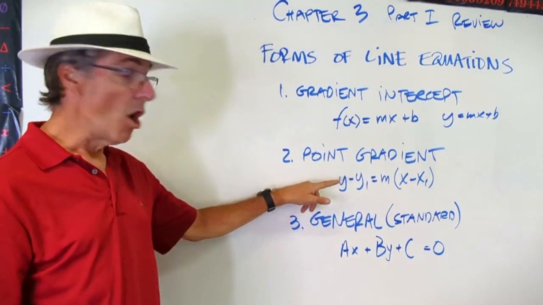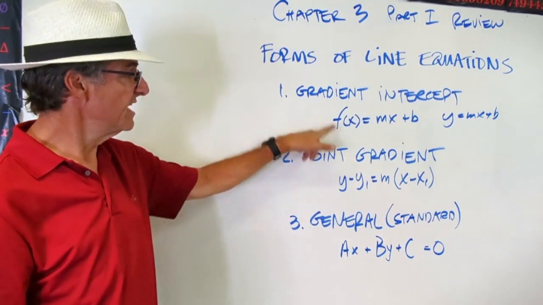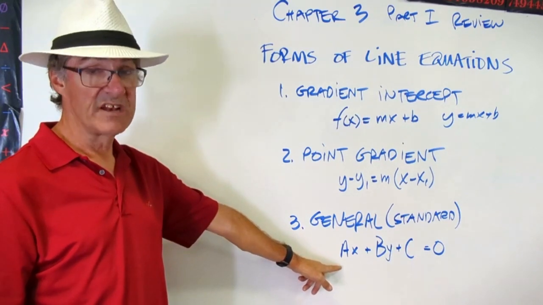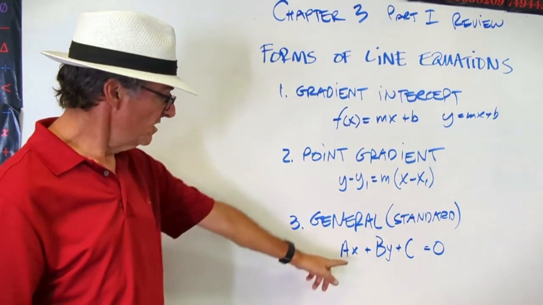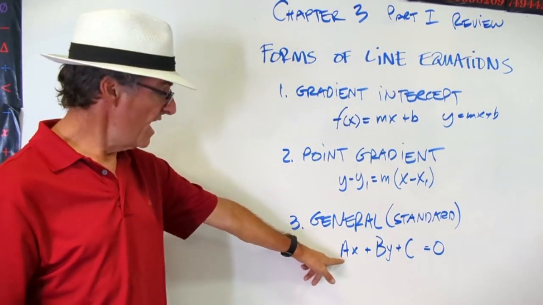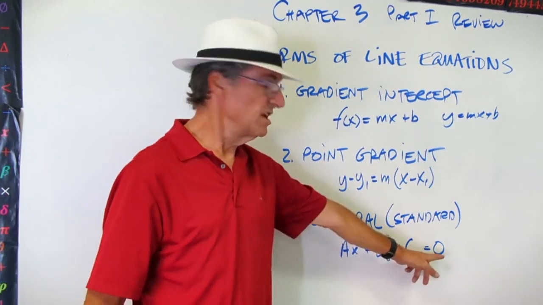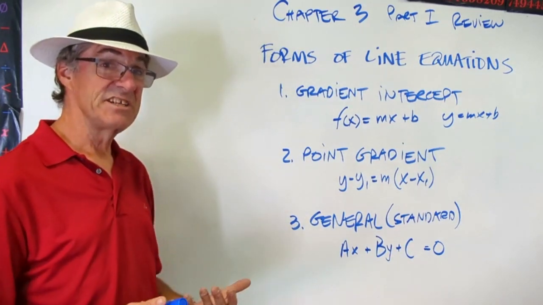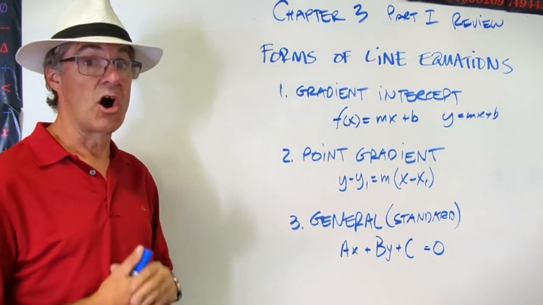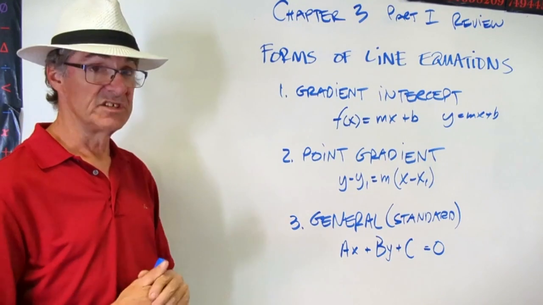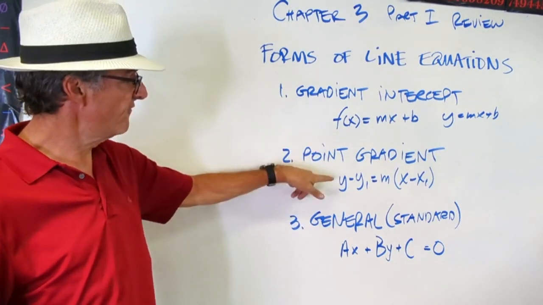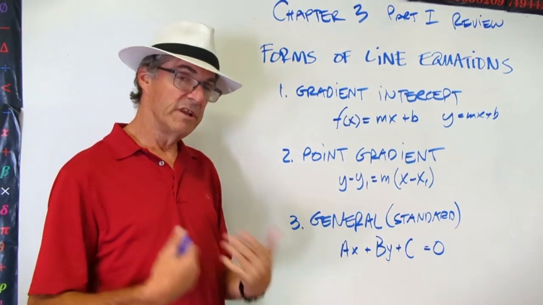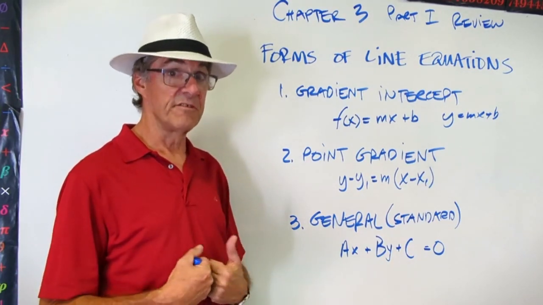When we do that, we always go from this form either to gradient intercept or to the last form, general or standard form. So let's look at that. General form is this way. Ax + By + C = 0. And you'll notice that my letters are uppercase. That indicates that they have to be integers, all of them, no fractions. So sometimes when you're coming from one of these forms to this one, that's the trickiest part. What do you multiply by to get rid of all the fractions?